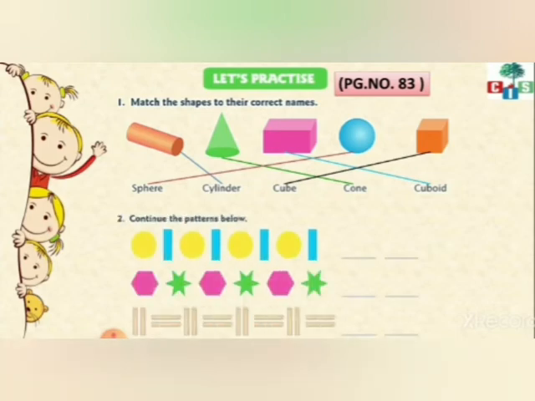Continue the patterns below. If you look at this pattern, the first one is the shape of a circle. And this is the shape of a rectangle. So, which shape will be here after rectangle? Circle and again rectangle. Okay. And it should be colored also because teacher has done it. I have colored in yellow and this is in blue.